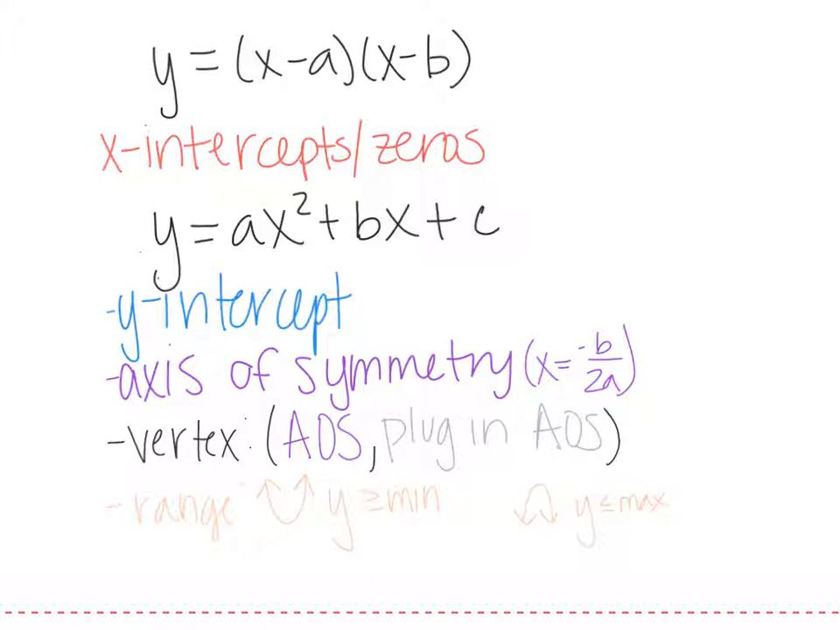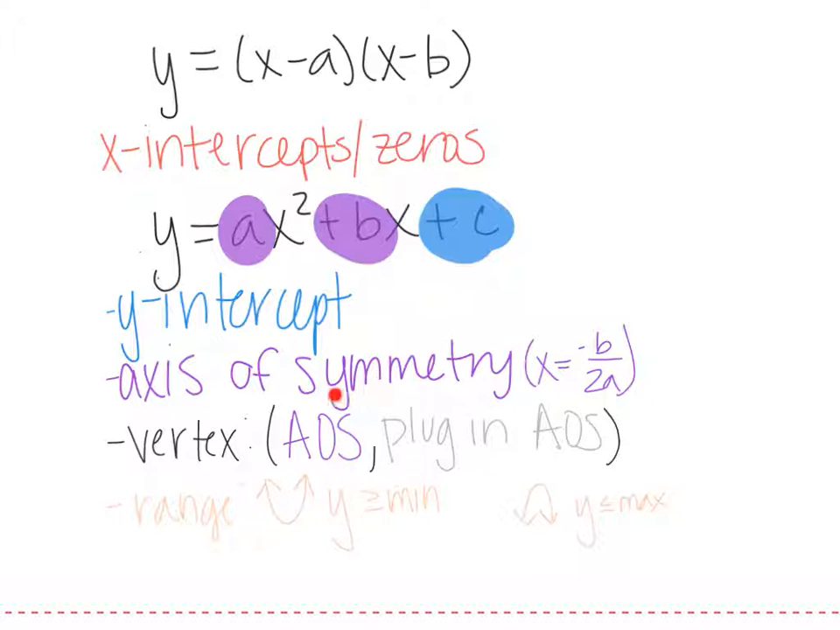So this is just a little bit of a reminder about what everything does. When you have something in factored form, like y equals x minus a times x minus b, this is going to give you your x-intercepts, your zeros, that come from the a and b. When you have this equation in standard form, your y-intercept comes from the c value, which is the number that's by itself, the number without x. For your axis of symmetry, you use the b, which is the number in front of x, and a, the number in front of x squared.